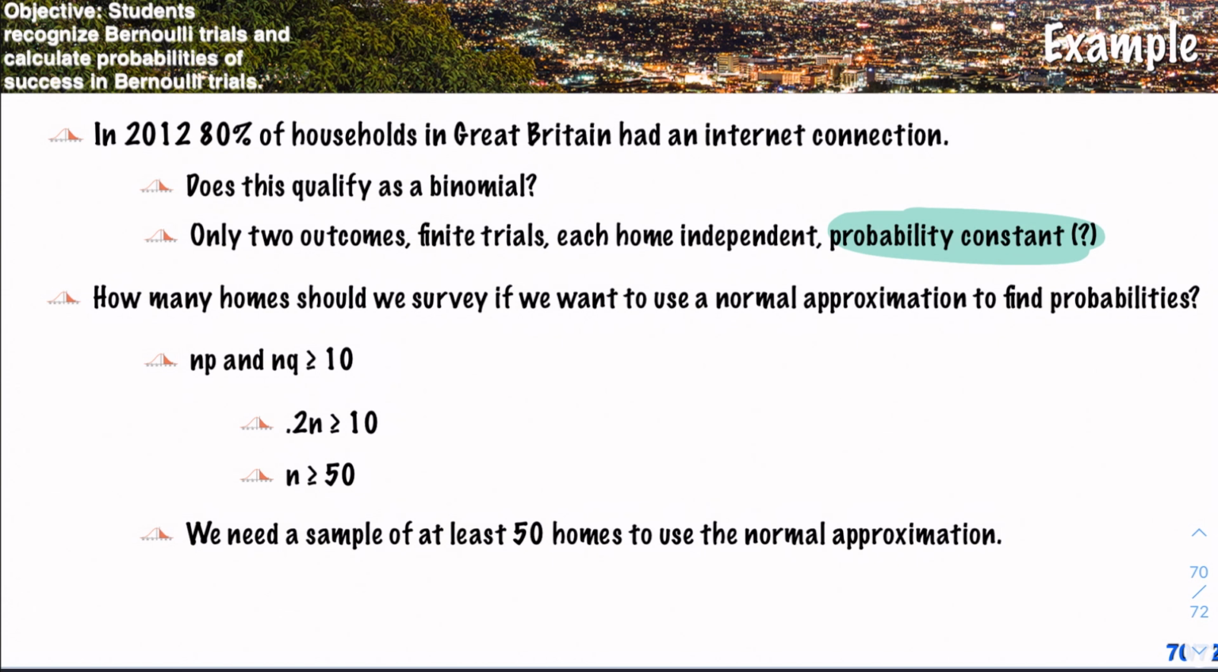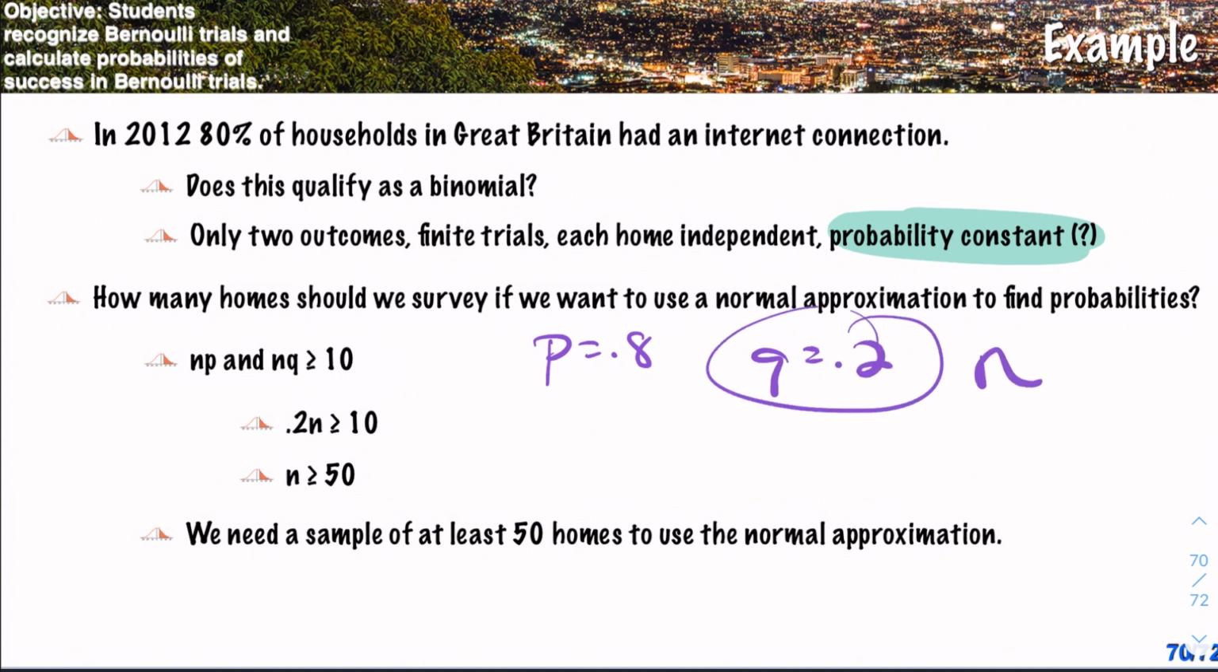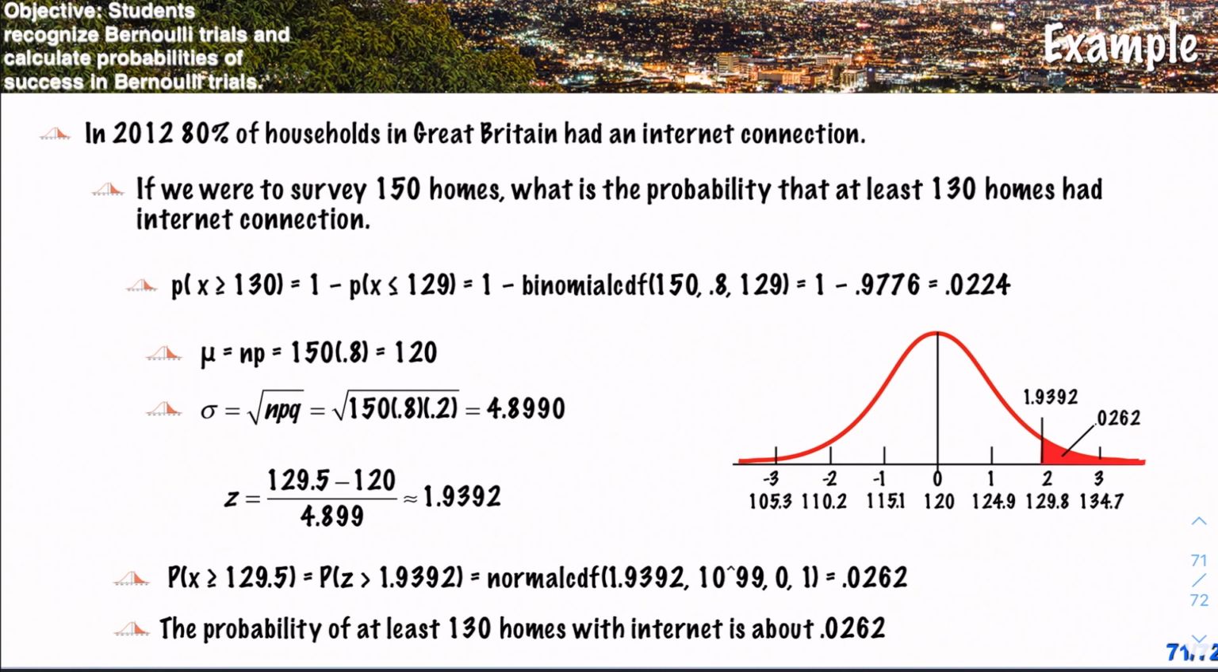How many homes should we survey if we want to use a normal approximation to find probabilities? So we need NP and NQ to be greater than or equal to 10. We have 0.2 times N is greater than or equal to 10. So N is greater than or equal to 50. We always use, if P is 0.8 and Q is 0.2, the lower one to figure out what N is. So we need a sample of at least 50 homes to use a normal approximation.